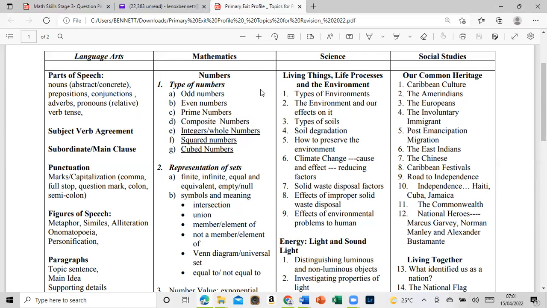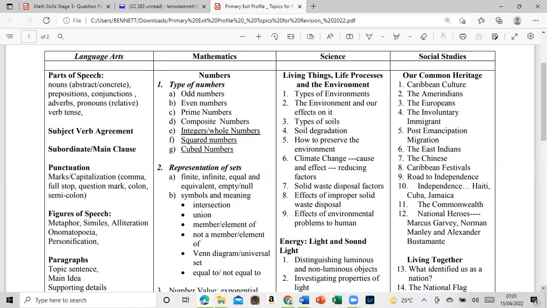So integers is a set of positive or negative numbers. Whole numbers are the counting numbers including 0. I don't see natural numbers on this, but natural numbers is when you start at 1 up to infinity. Squared numbers is a number multiplied by itself. Cube numbers are numbers multiplied by itself 3 times. All right, so that's aspect 1 of it, which is numbers.